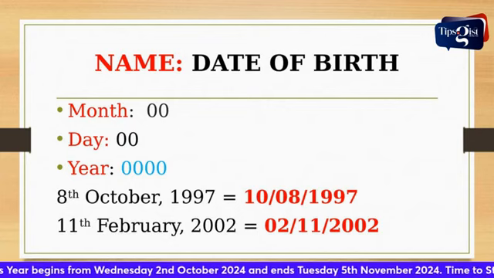Another example is 11th February, 2002. So February being the second month comes first, so 02. Then the middle is 11th, then 2002 follows.